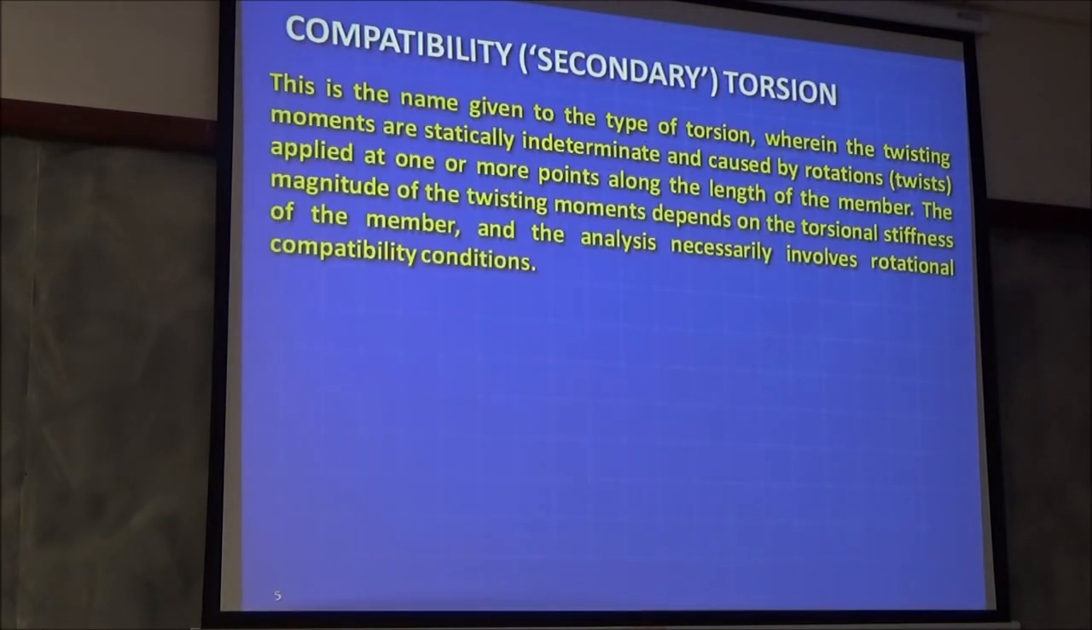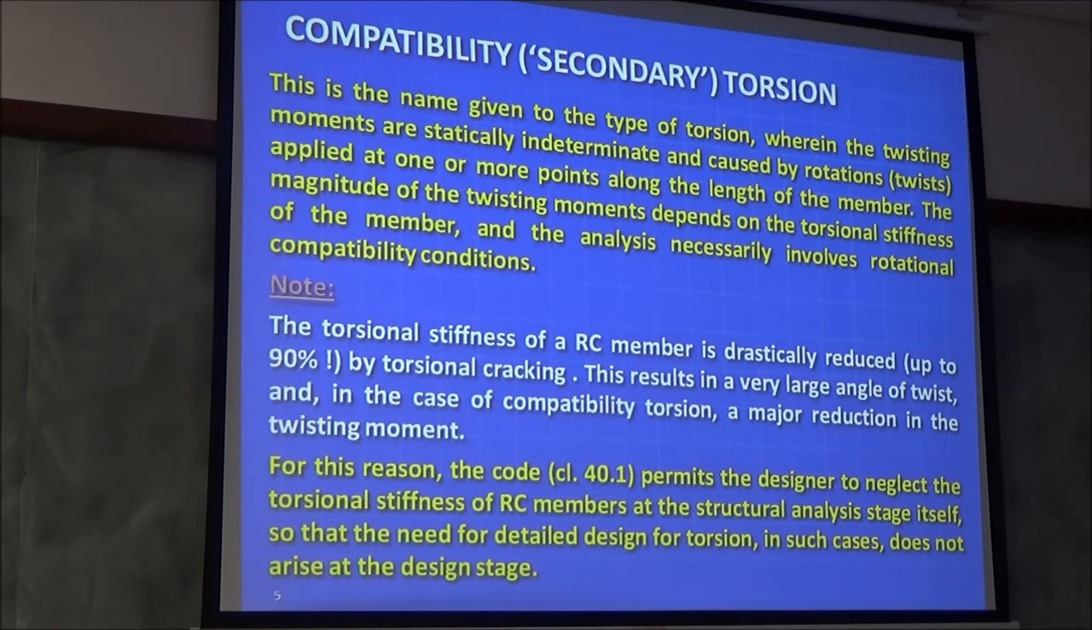Secondary torsion. This is the name given to the type of torsion wherein the twisting moments are statically indeterminate and caused by rotations applied at one or more points along the length of the member. The magnitude of the twisting moments depends on the torsional stiffness of the member and the flexural stiffness of the other member. And the analysis necessarily involves rotational compatibility conditions. Okay? Compatibility is automatically satisfied there. Here you have to explicitly satisfy it. The torsional stiffness of an RC member is drastically reduced, up to 90%, by torsional cracking.